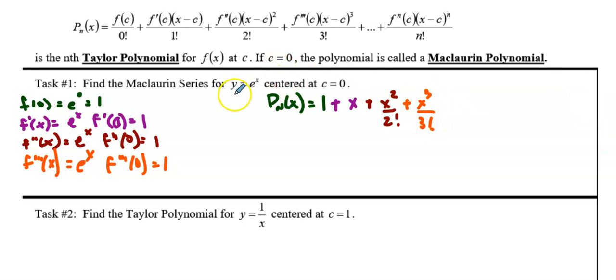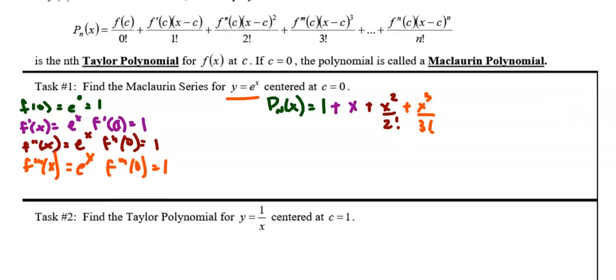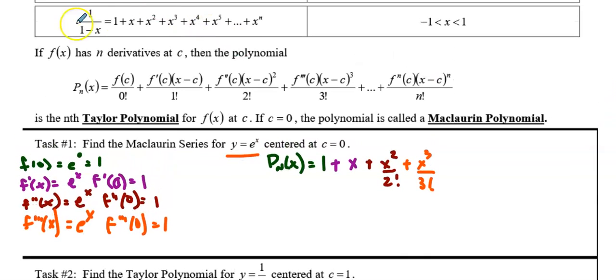So the polynomial for e to the x is very similar to 1 over 1 minus x. The only difference is that you have a 2 factorial and 3 factorial. So these are pretty similar to each other. So if I want the nth term of this, this would be plus dot, dot, dot, then this is just going to be x to the n all over n factorial. And that's it. That's all you have to do here.